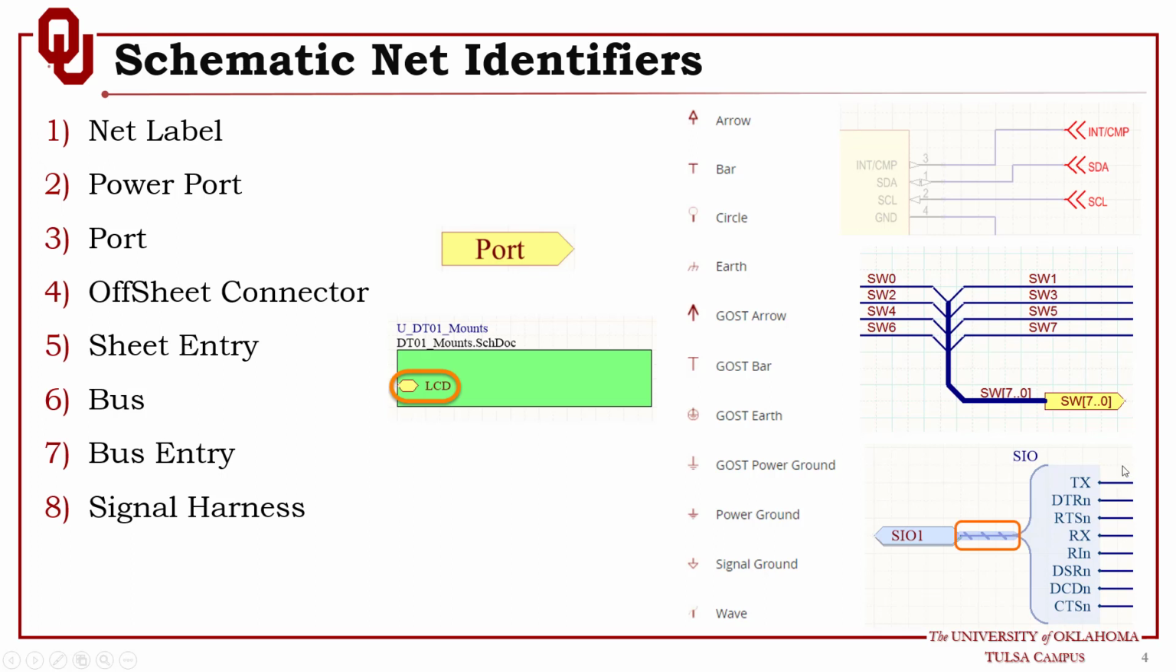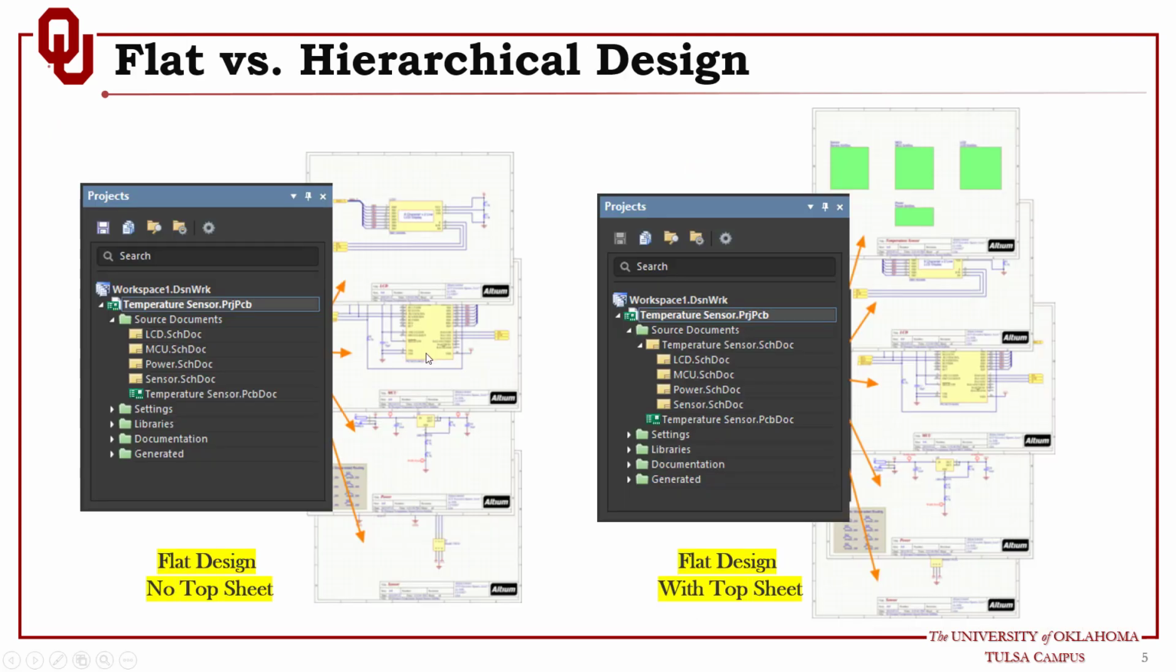Now the last one is signal harness. This is the signal harness, and signal harness is used to bundle any combination of nets, buses, and lower level signal harnesses as well. So with buses you are only bundling nets. In signal harness, you can bundle buses, you can bundle nets, you can bundle different combinations of both. And we will learn to use all of these net identifiers today.